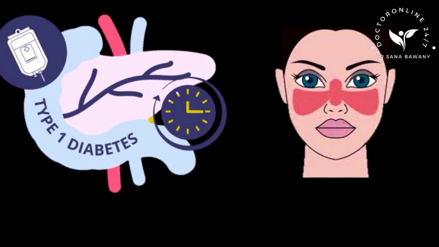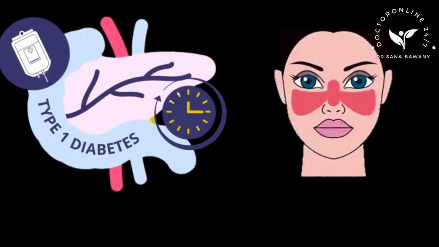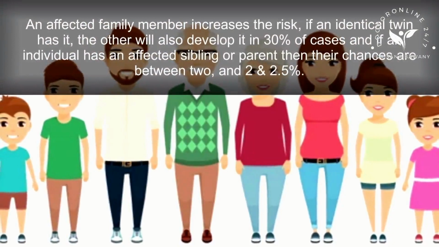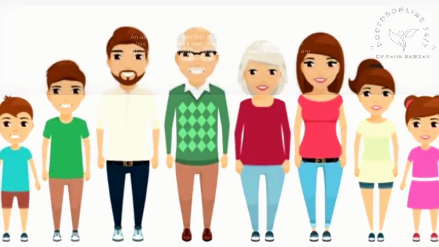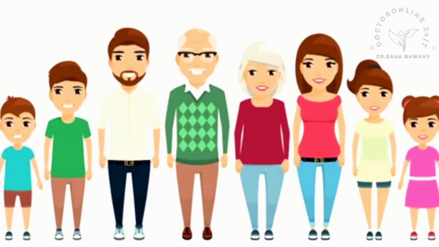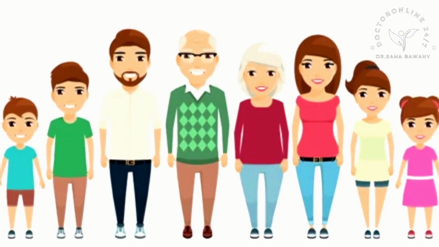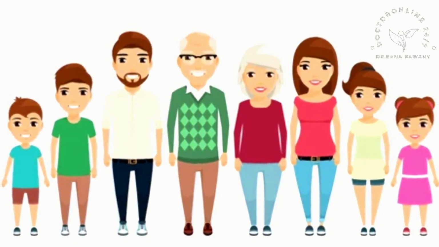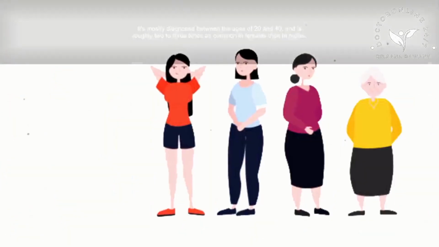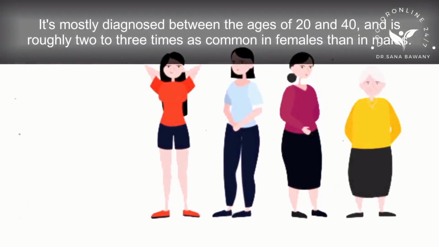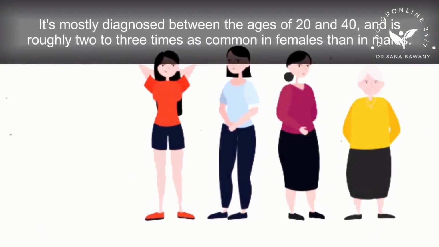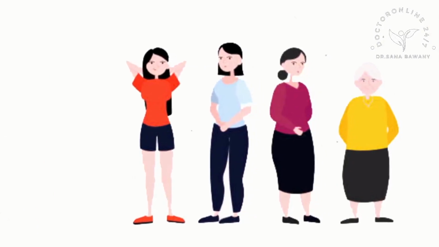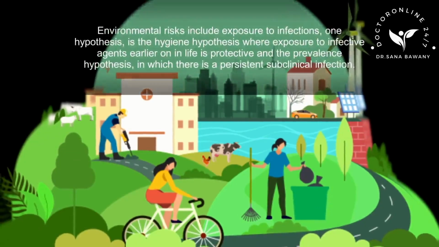Some alleles in particular are more associated. An affected family member increases the risk: if an identical twin has it, the other will also develop it in 30% of cases, and if an individual has an affected sibling or parent then their chances are between 2 and 2.5%. It's mostly diagnosed between the ages of 20 and 40, and is roughly 2 to 3 times as common in females than in males.